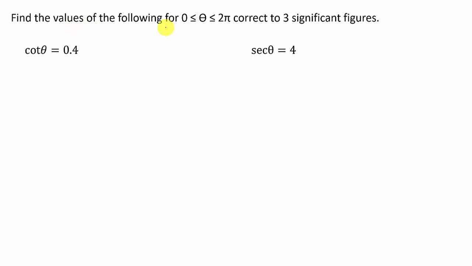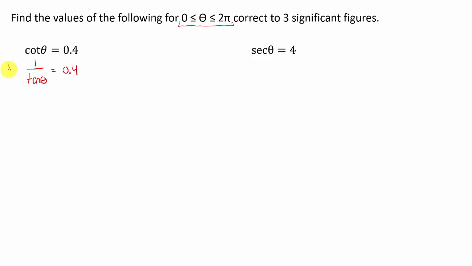Find the values of the following for this interval, 0 to 2 pi, which tells us we need to be in radian mode, and they want us to give our answers correct to 3 significant figures. So we have cotangent of theta equals 0.4. Again, we don't want to deal with cotangent, so we're going to rewrite this as 1 over tangent of theta equals 0.4. And I want to get tangent theta out of the denominator.